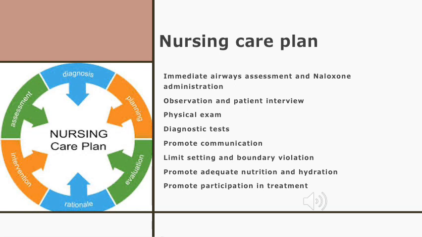Nursing care plan: immediately airway assessment and naloxone administration, which is a counteractant to opioids. Observation and patient interview, physical exam, diagnostic tests, promote communication, limit setting and boundary violation, promote adequate nutrition and hydration, and promote participation in treatment, which is very important so that the patient is compliant.